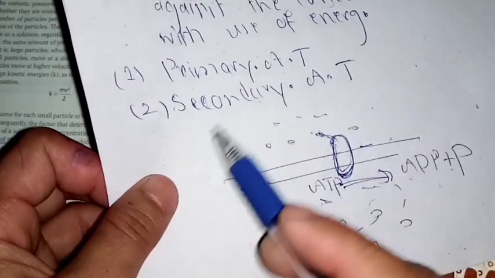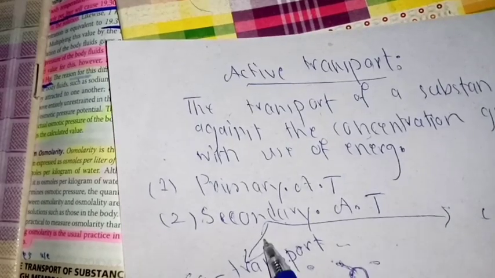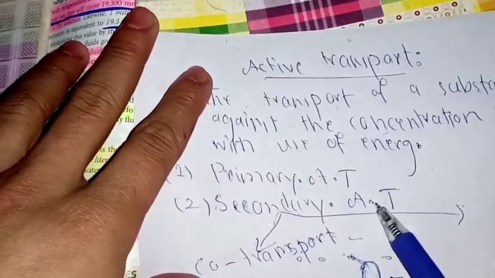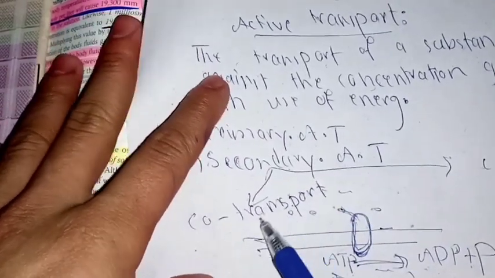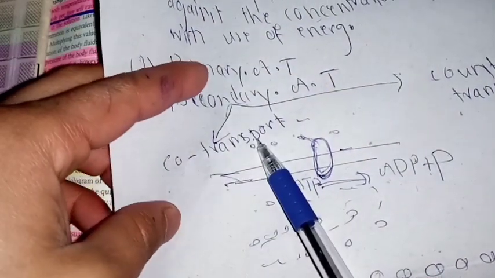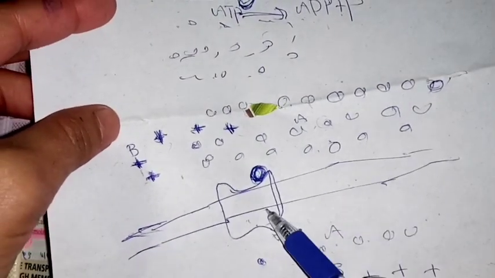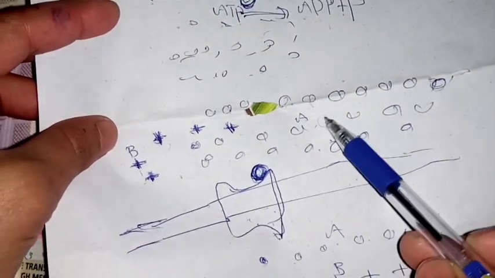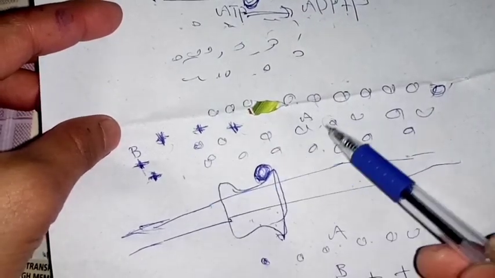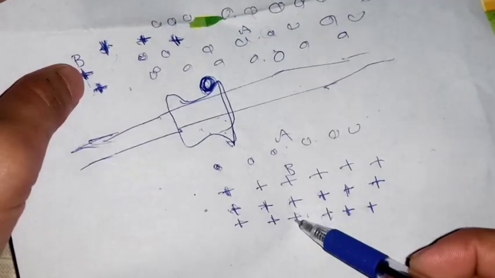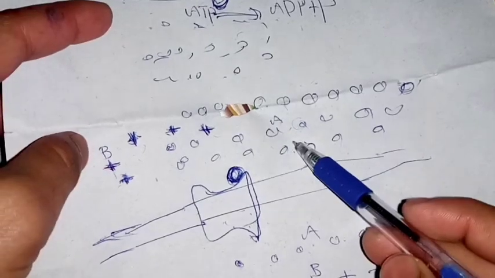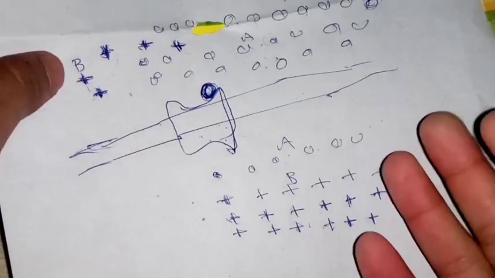Now let's take a concept. Now the secondary active transport. Secondary active transport is further of two types: co-transport and counter transport. Let's first discuss co-transport. For example, this is the cell membrane, this is the carrier protein. This is substance A and substance B on the outside of the cell, and this is substance A and B on the inside. Substance A is more on the outside and substance B is more on the inside.